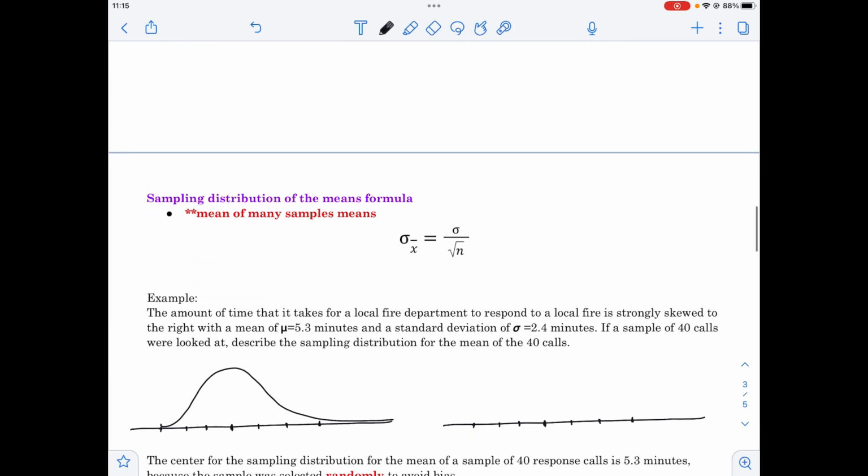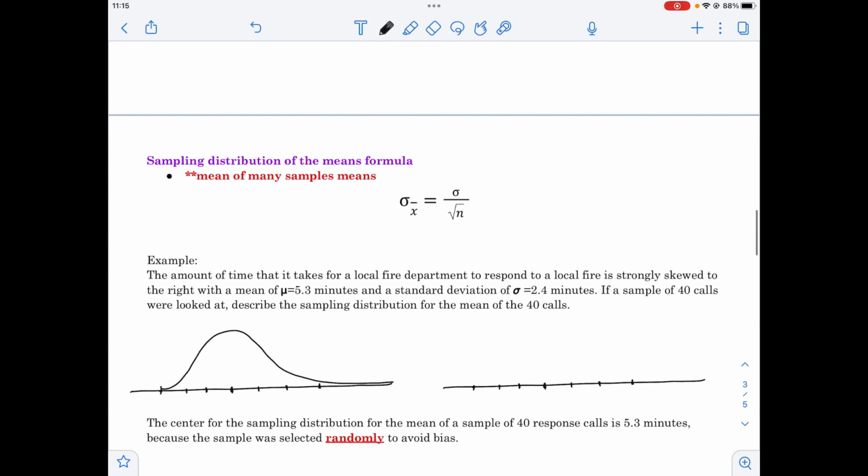So this is our formula. Sampling distribution of the means formula just means the mean of many sample means. This symbol here is the standard deviation. It's called sigma. This one is just what we get, just a normal standard deviation. But this has an X bar, right? It's like a little subscript. So this is saying the standard deviation of the means.